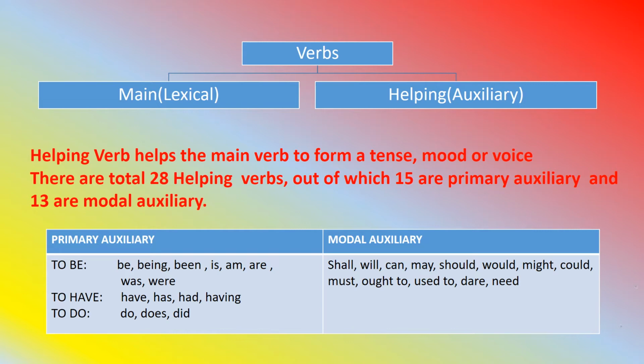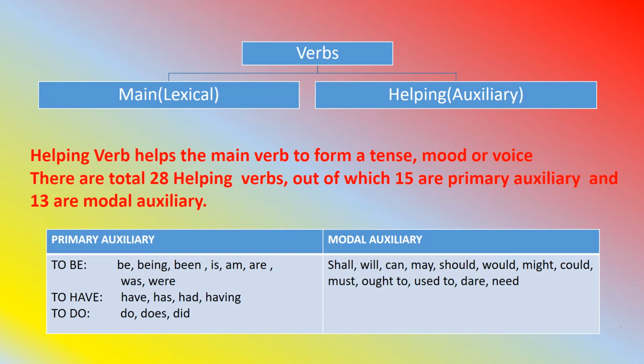According to the category 2, the verbs are divided in two parts: main verbs and helping verbs. Because comparatively the helping verbs are easier, so we will start with helping verbs. Helping verb helps the main verb to form a tense, mood or voice. There are total 28 helping verbs, out of which 15 are primary auxiliary and 13 are modal auxiliary. You can see a table given below.